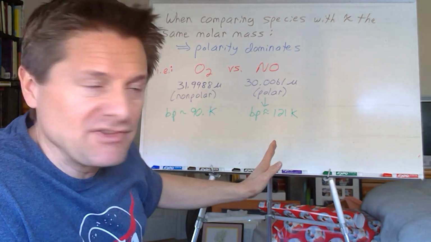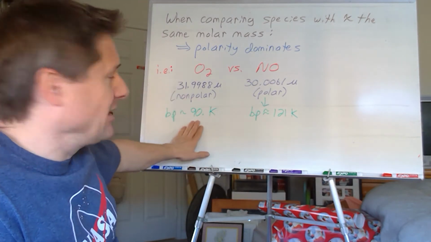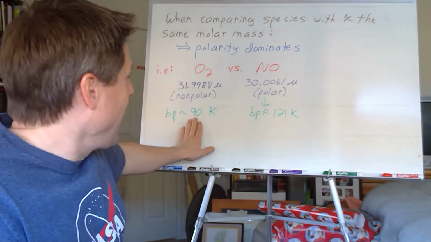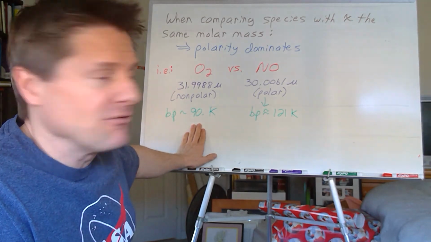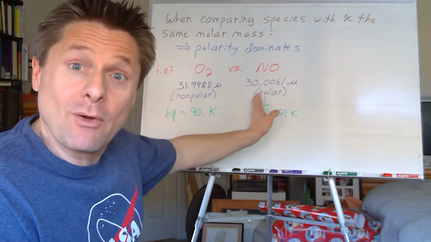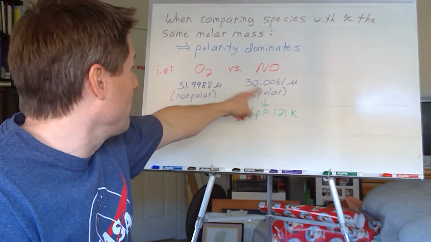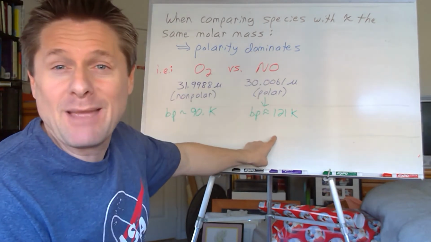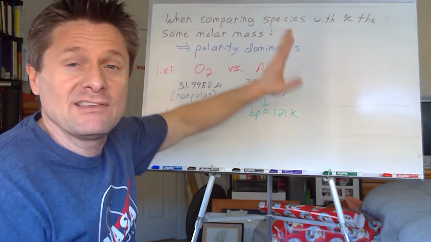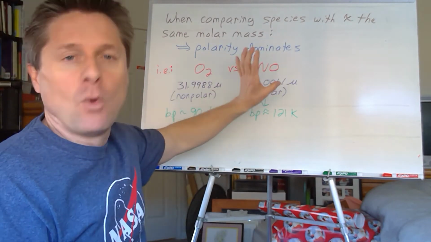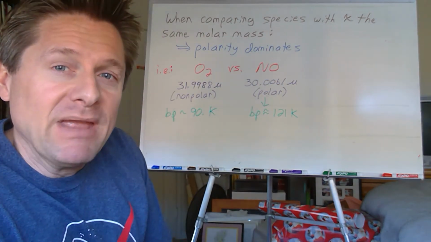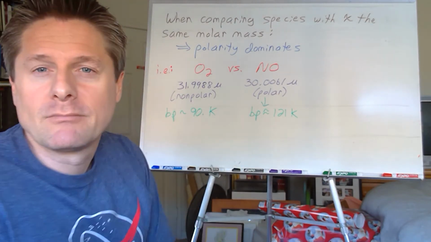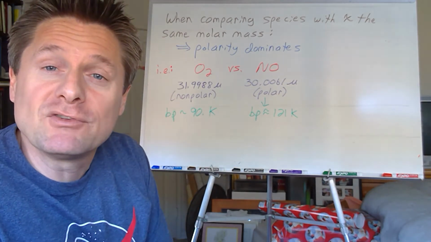And I won't ask you the percentage breakdown of those. I won't ask you what the boiling points are, but oxygen boils about 90 Kelvin, give or take. NO about 121. So NO is quite a bit higher, even though it's actually lighter, because of the dipole-dipole forces. So when you're comparing species with about the same molar mass, the one that's more polar is probably going to have the higher boiling point.